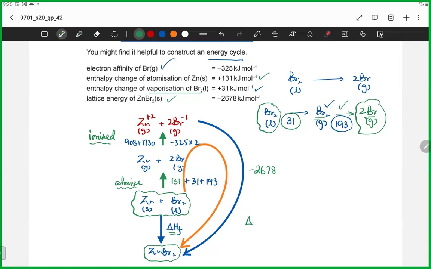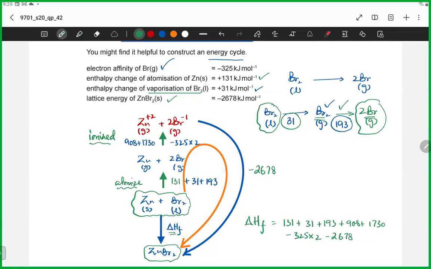So I'm going to look at delta HF now and calculate it. One path is equal to the other path, so it's 131 plus 31 plus 193. And after that, it's plus 908. Then it's plus 1730. And then it's minus 325 times 2. Make sure the arrows are in the right direction. And then it's minus 2678.